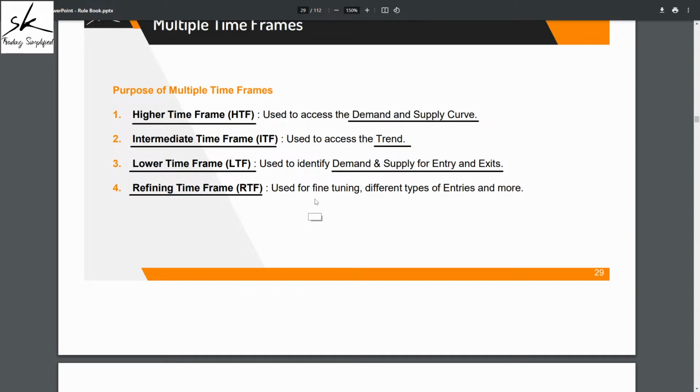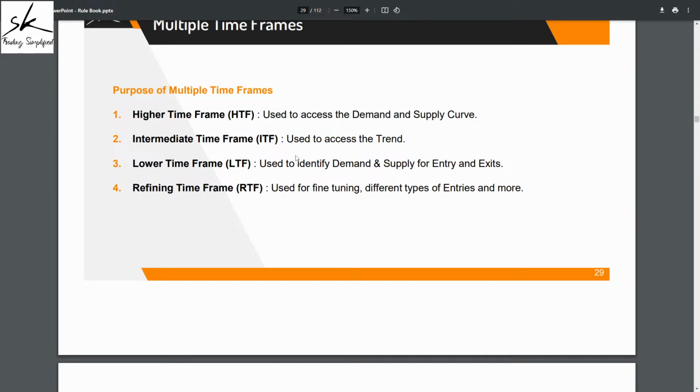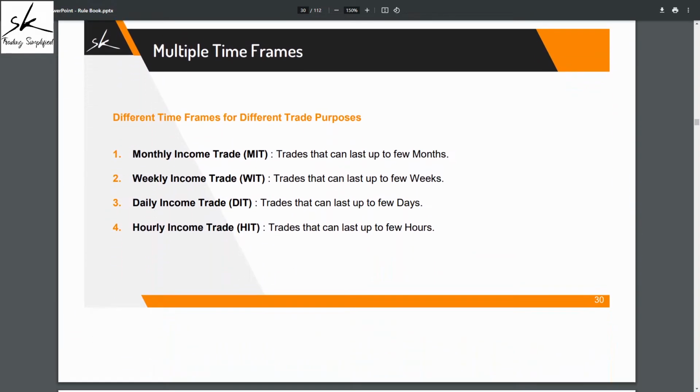time frame can be used for multiple purposes like fine tuning the zone, different kinds of entries like your type 2, type 3 entries, or in case we need to apply some additional rules, that is also where this time frame can help us. Next, what are the 4 different trade purposes?